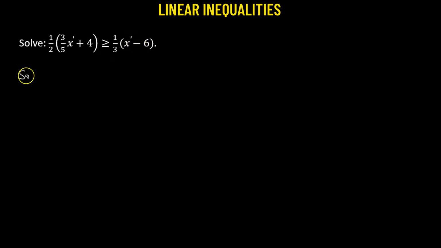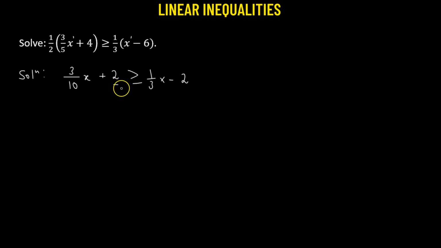So first step, we will distribute half with the two terms within the parentheses. So we have 3 divided by 10 times x plus half of 4. So that's going to be 2. So this is greater than or equal to 1/3 of x minus 1/3 of 6, which will be 2. Fine.